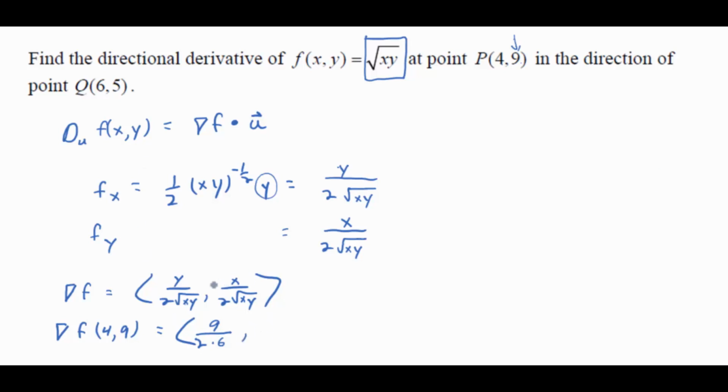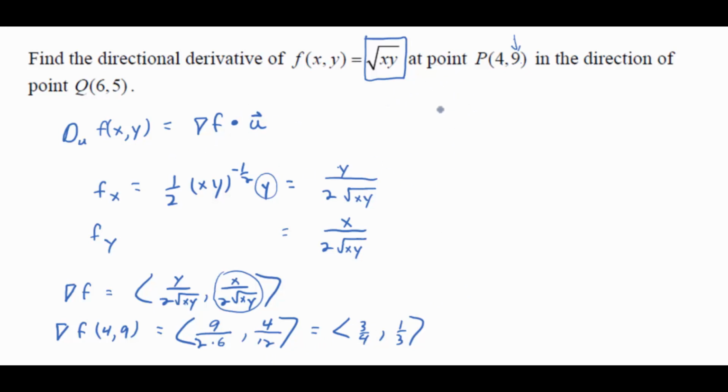And then for this guy, what do we get? What do we get on top? 4. And then, of course, we'll get the 12 on the bottom. And then, not that you guys were wrong, it's just nice to see steps, isn't it? So 9/12, what does that reduce to? 3/4. And 4/12, as you already said, 1/3. Okay. So there's your del f. And then u.